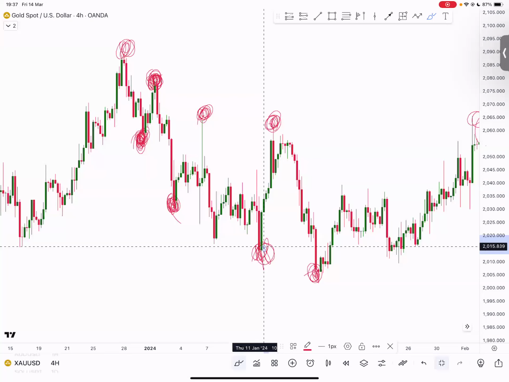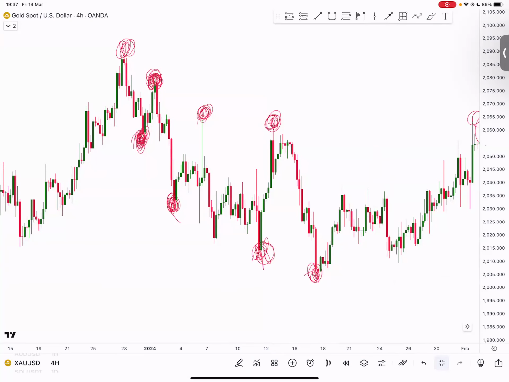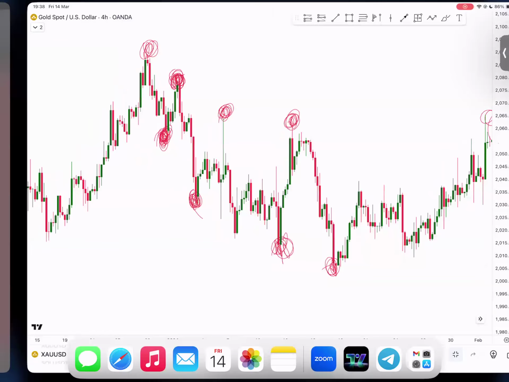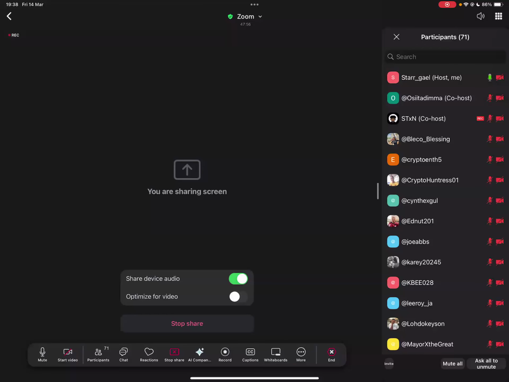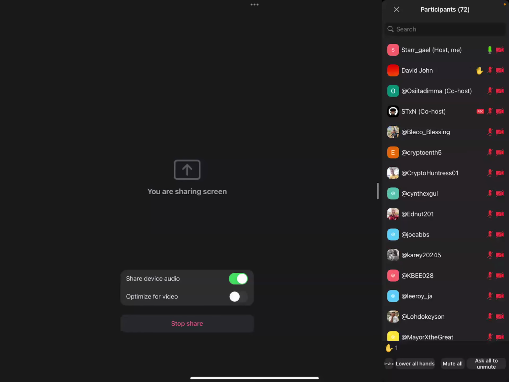So I don't want you guys to be faster than the normal class. When we get to today's class, we're going to mark out market structure for a particular pair, and then you will see more examples on the change of character. But for now, I need to know if anybody has any question. Just put your hands up if there's something you don't understand.